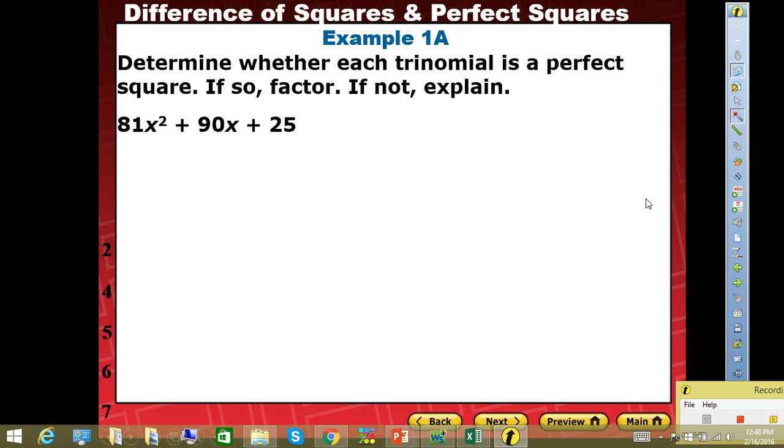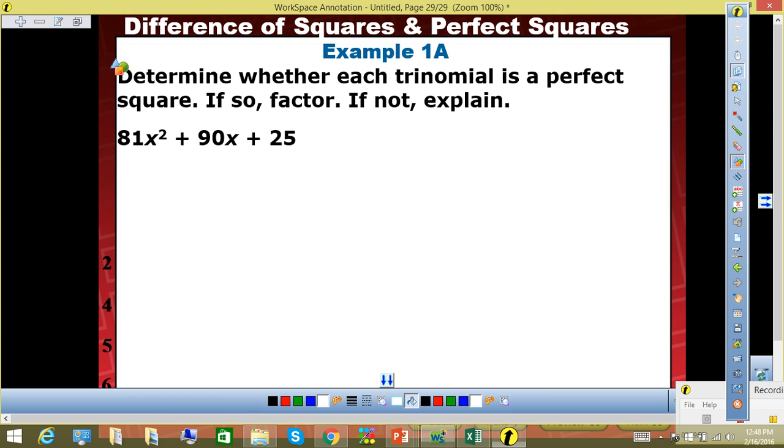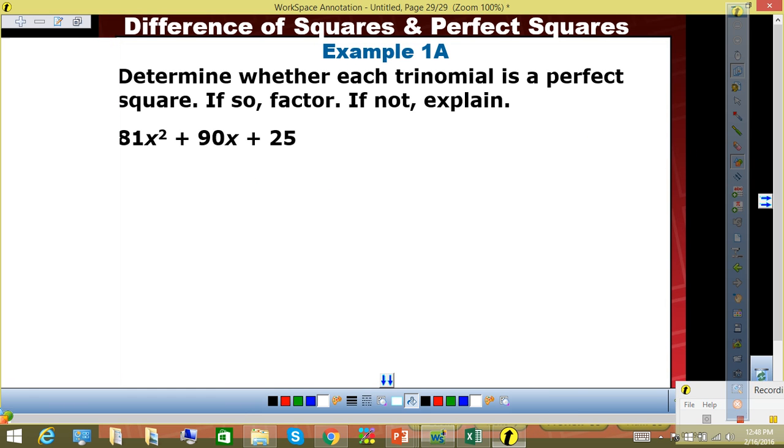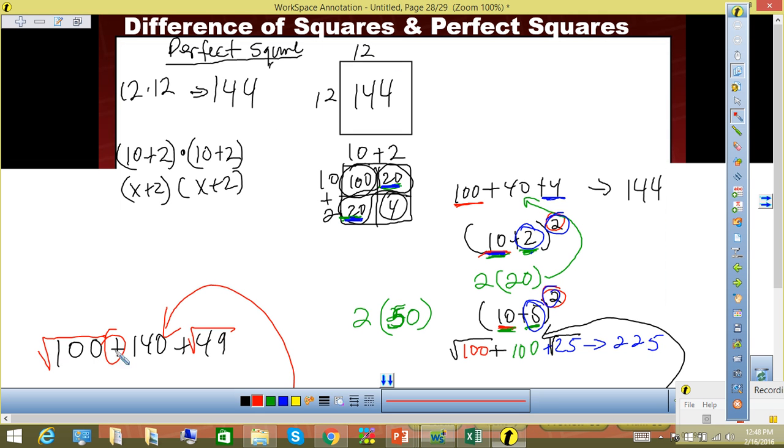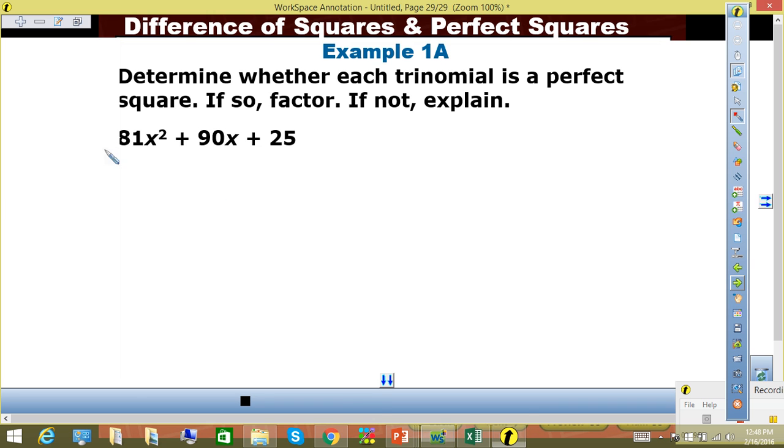All right. Here we go. Let me create a little bit of space here. All right. Check this out. So if this was like the one we did over here, let's see if the pattern works for this one. Square root of the first. What is the square root of 81x squared? 9x.